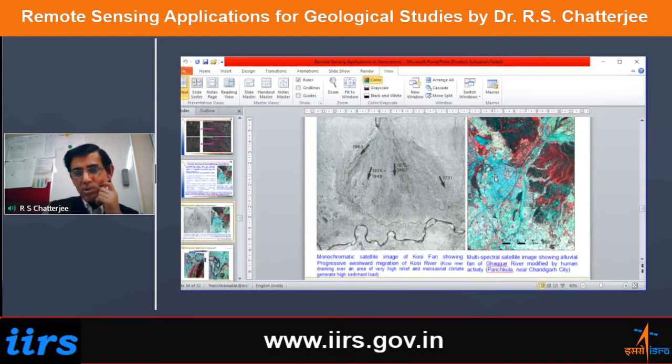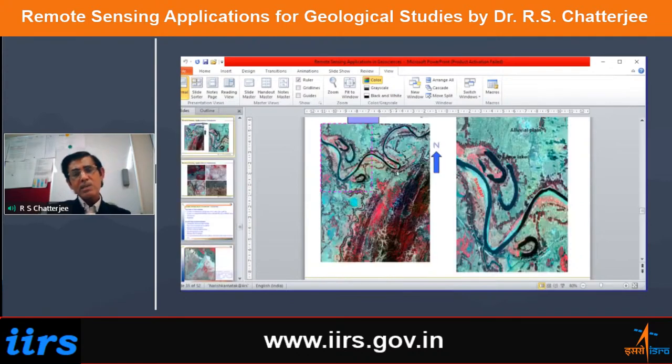So if you walk over this area, you will not be able to understand what is there underneath. Actually, it is a fan deposit on the foothills. Okay, and in the remote sensing image, very clearly you can identify, you can delineate. Now you see here, it is a fluvial plain.